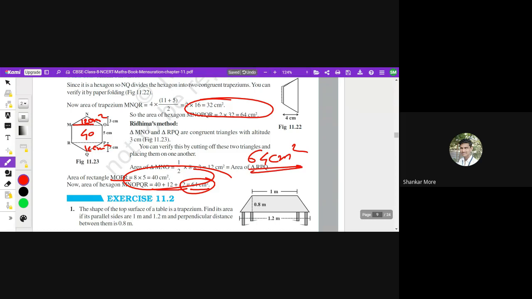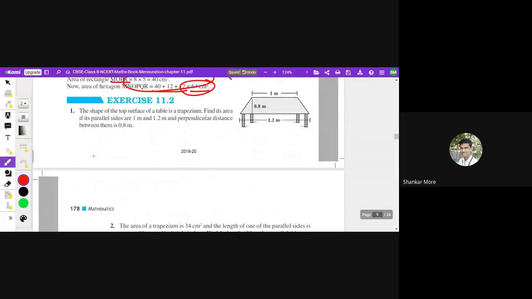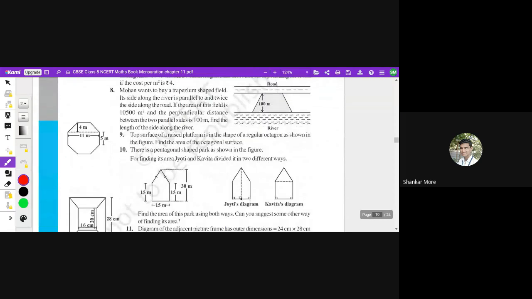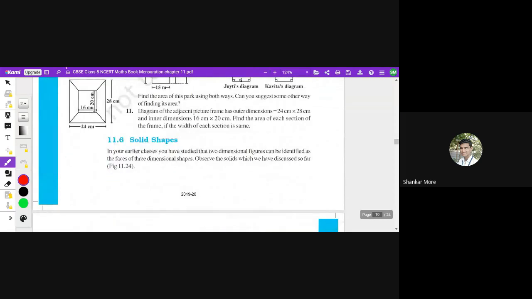So this is how we calculate the areas of polygons. Okay, so exercise 11.2. There are examples 8, 10, 11 over there. So I request all of you to please try to solve all of them. If any example is difficult for you, please let me know. We'll discuss that in the next class for sure.